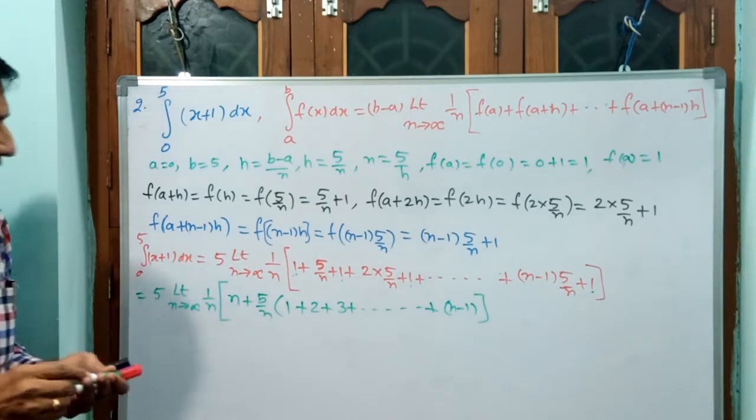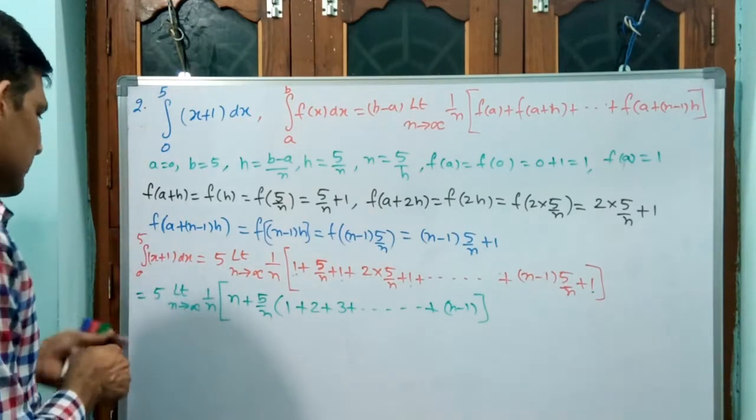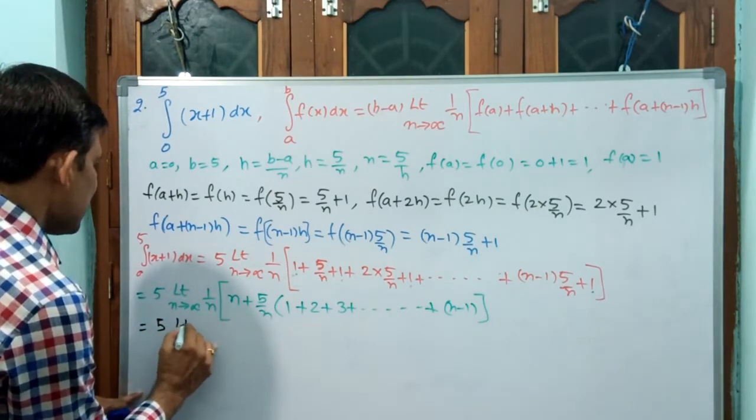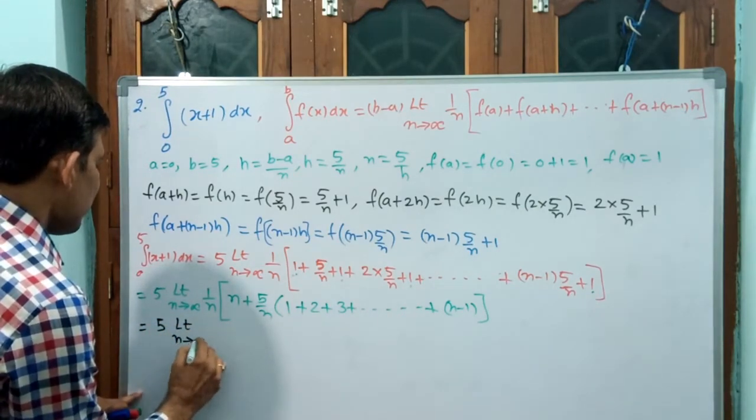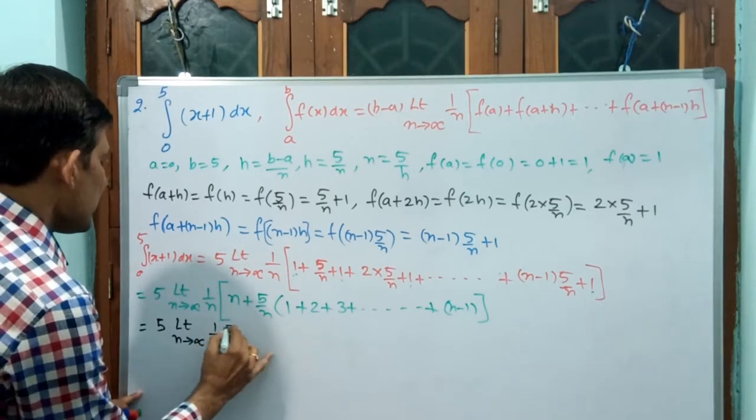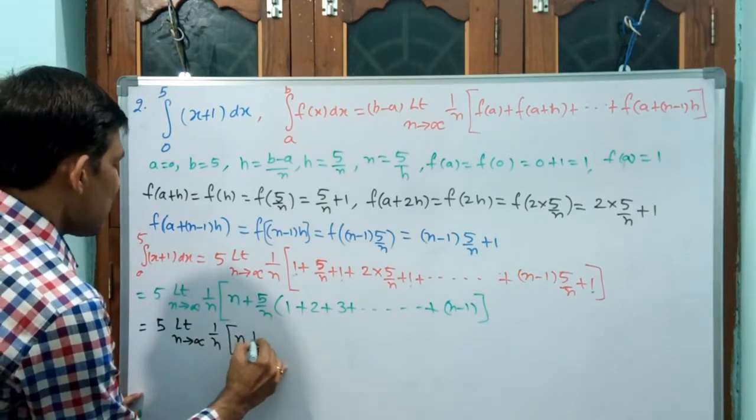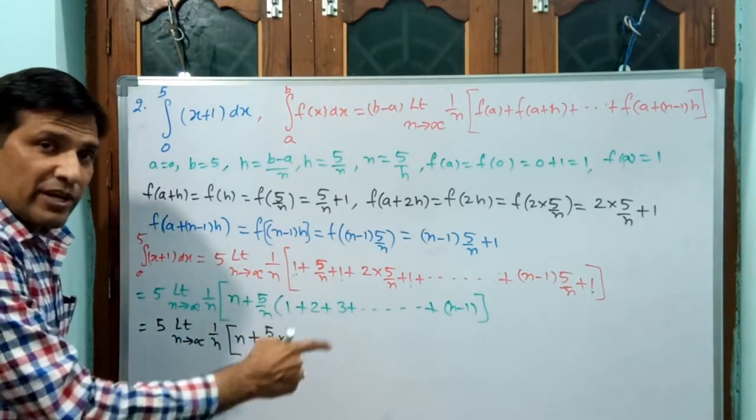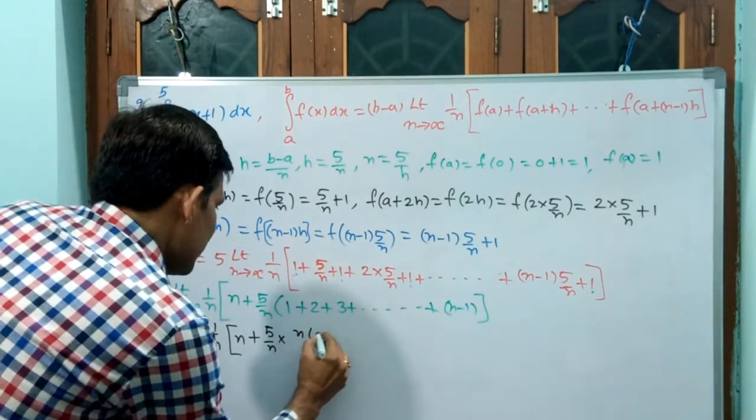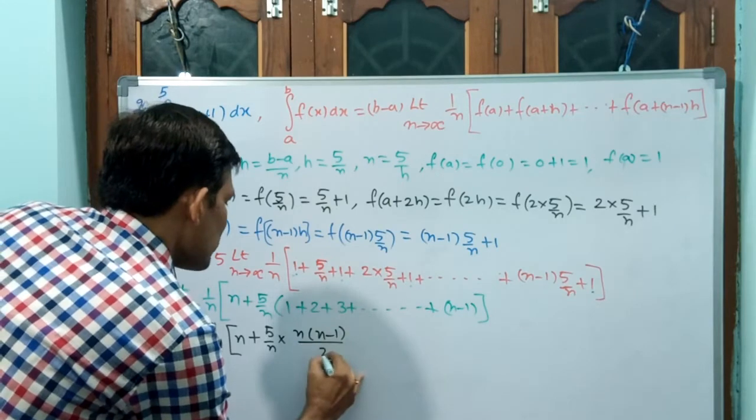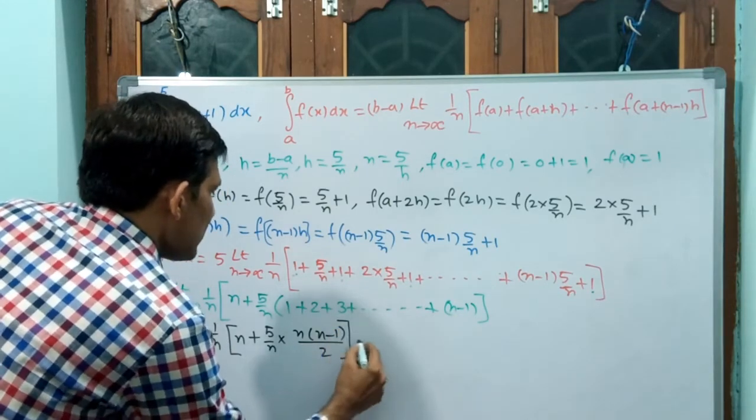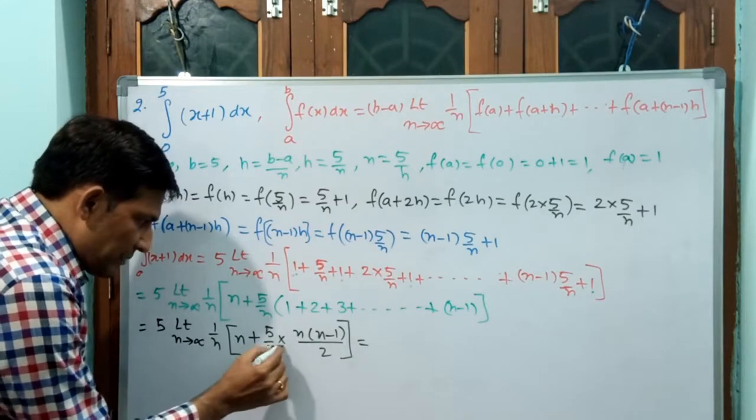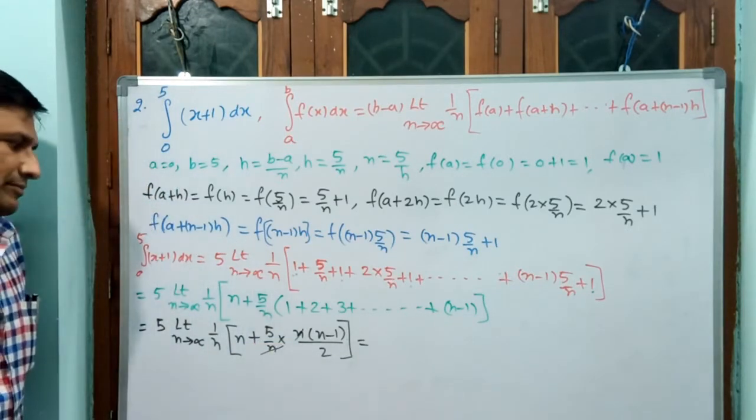Just in the last question only we have done. Let us do it again. That is equal to 5 into limit n tends to infinity 1 by n into n plus 5 by n into n minus 1 by 2. Write down, n into n minus 1 by 2. Why? Because here n minus 1 is there. Logic is here, both n are going to get cancelled. This is multiplication, n going to get cancelled.